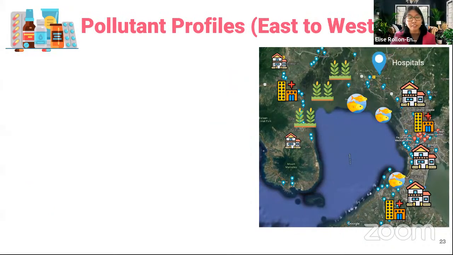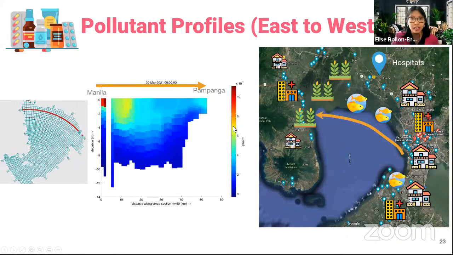Let's look at another vertical profile coming from Manila to Pampanga, and that looks like this. Now, this profile is shallower. It's only up to 10 meters, and we can notice here that more pollutants reach the middle or the bottom, especially in the Pampanga area, where it reaches the bottom.